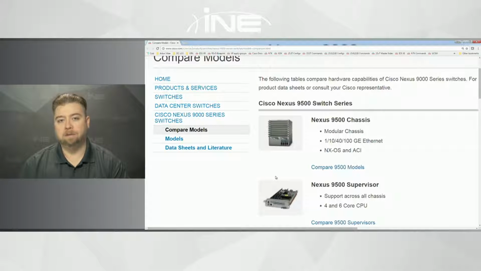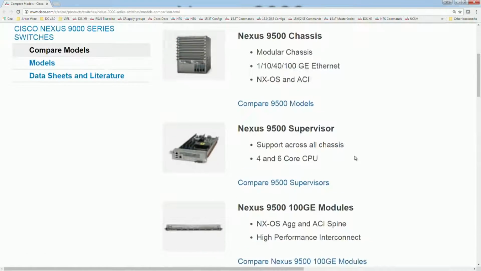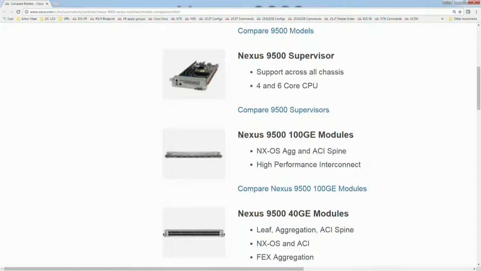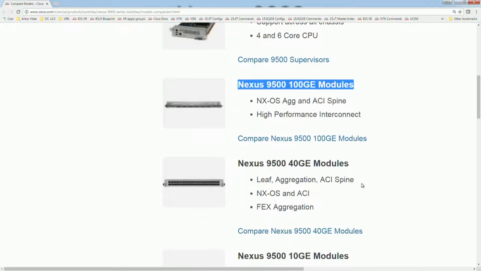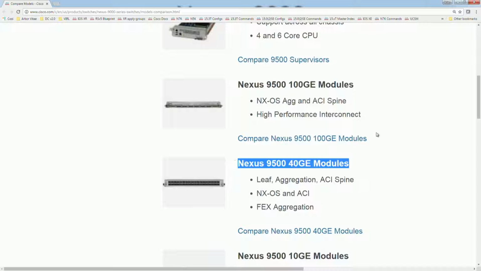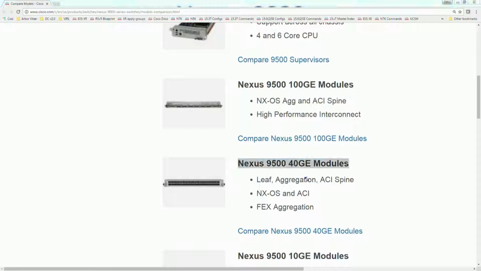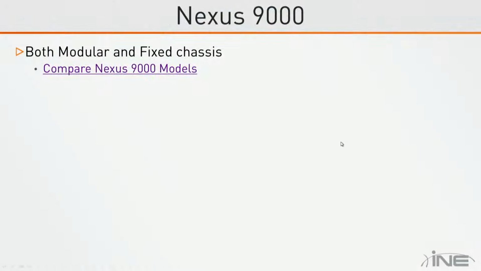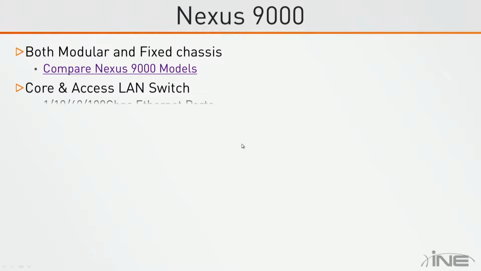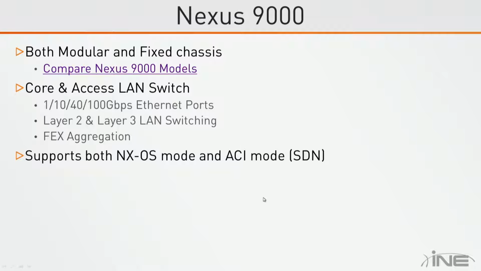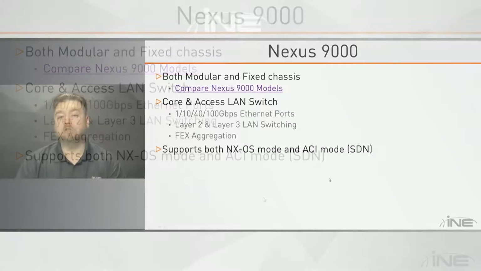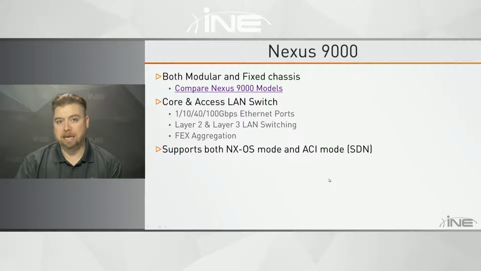Most of the time, this is going to be the core aggregation switch, where we can see under the line cards we have 100 gig E modules as well as 40 gig E modules. Normally this is going to be for the spine aggregation. Also we'll see that the big major difference here between the Nexus 9K and the other platforms is that this is the only one that supports the application-centric infrastructure, or the ACI, which is going to be our software-defined networking, or our SDN implementation from Cisco's point of view.